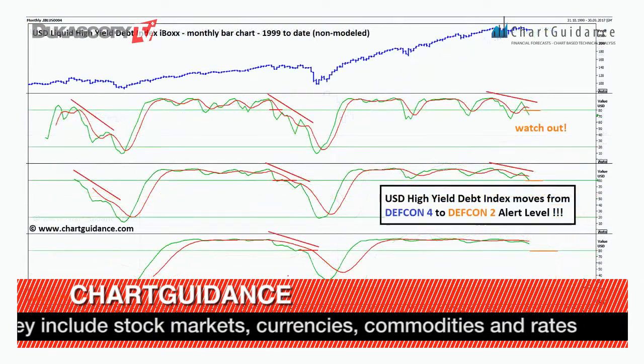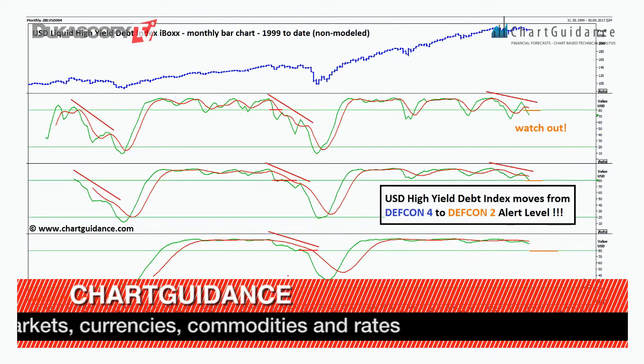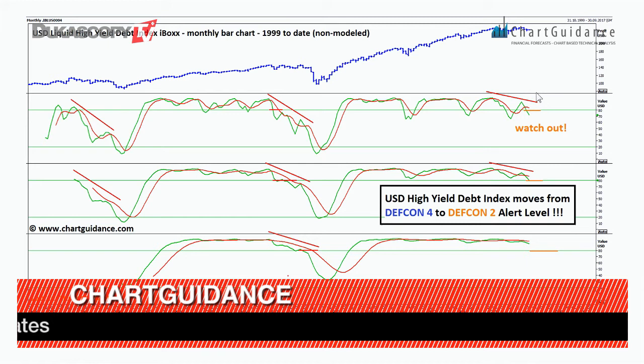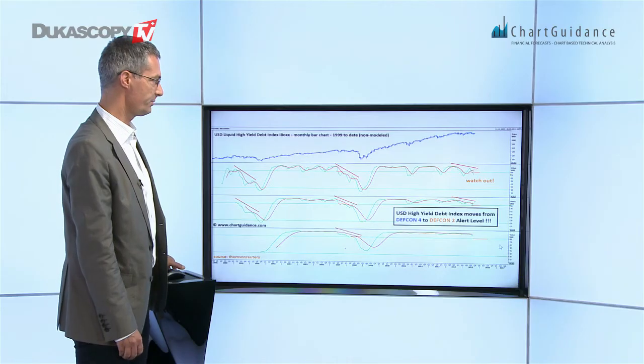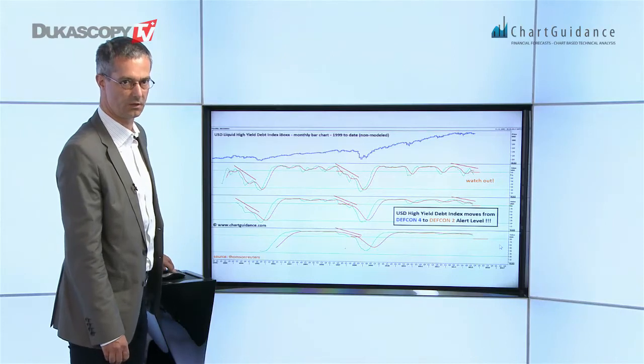On the final picture, which is a monthly bar chart of that index, we have the slow stochastic oscillators with the first negative divergences that have been observed the same way prior to the previous crashes. So the conclusion is that we move from DEFCON 4 to DEFCON 2 alert level, because within the next few weeks to few months, there is high probability to move to DEFCON 1, as there is a sharp correction awaiting on that index.